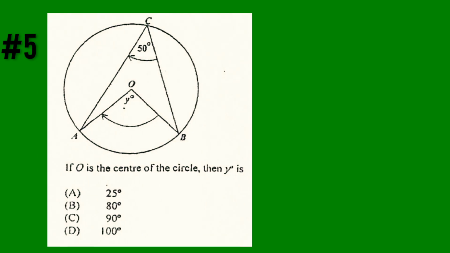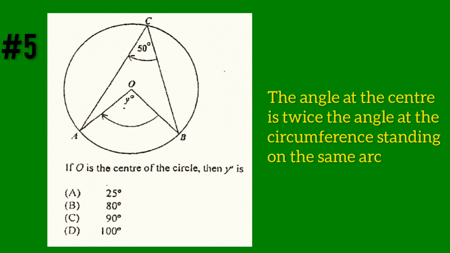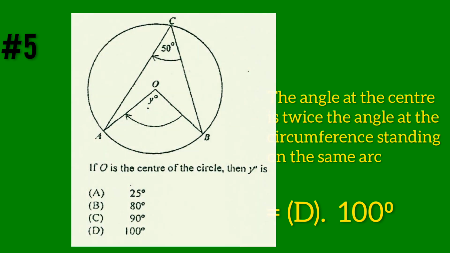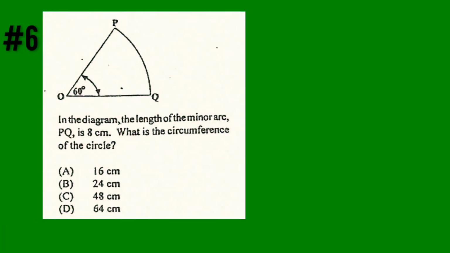For this question, you'll have to remember your circle theory. We have a common arc there, as you can see. So you have to observe your circle carefully. Make sure you remember your circle theories. And so since we have those standing on the same arc, we could say that the angle at the center is twice the angle at the circumference standing on the same arc. So y equals 100.